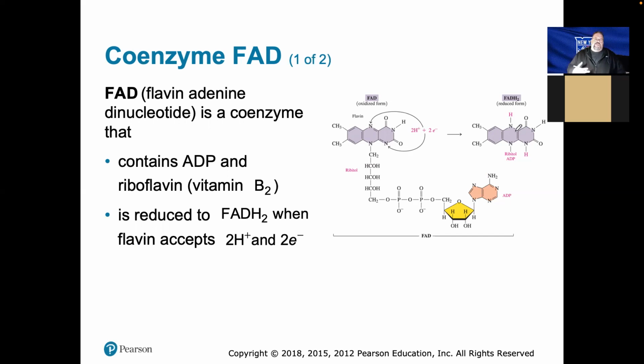So usually with reduction, you talk about an increase in the number of carbon to hydrogen bonds. If you increase the number of nitrogen-hydrogen bonds, that would signify reduction as well. So this would be the reduced form, what is known as FADH2.